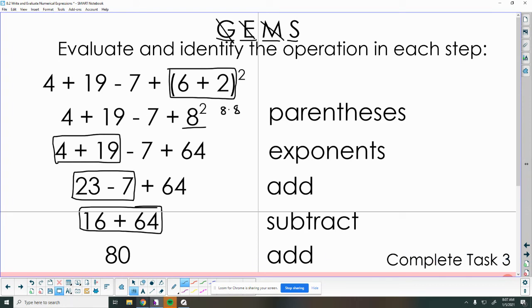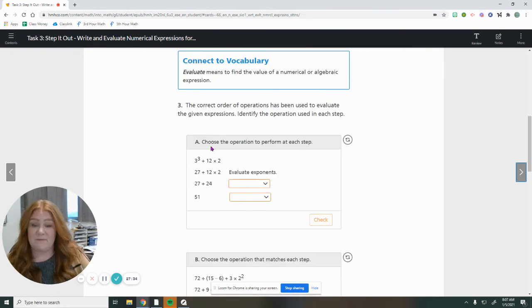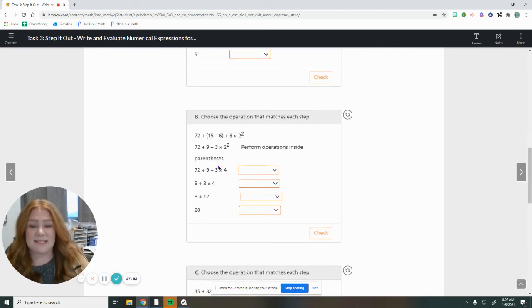So go ahead and work on task 3 here. It's going to break it down step by step, and you need to decide what was the step that they did to get from here to here. So go through what would I do next? That goes here. What would I do next? That goes here. Same thing.